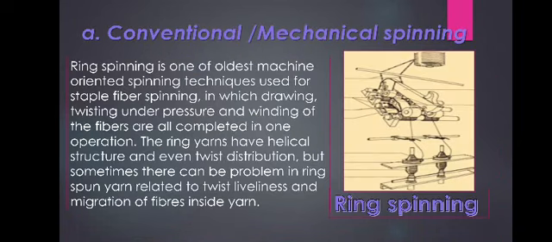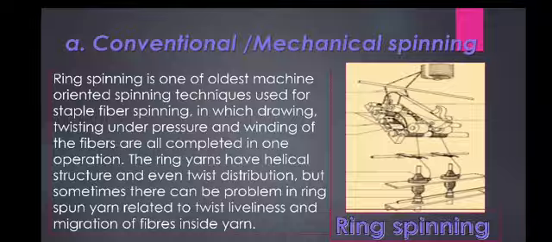First, the conventional or mechanical spinning process. In the mechanical or conventional spinning process, there is the ring spinning process. In the ring spinning process, we have seen the slivers. Slivers are twisted under pressure and slightly pulled out to form a thin strand. These are wound on a spool.